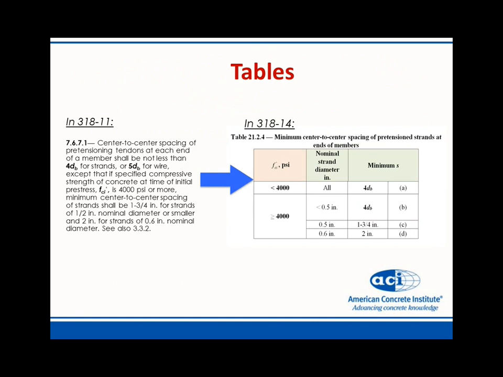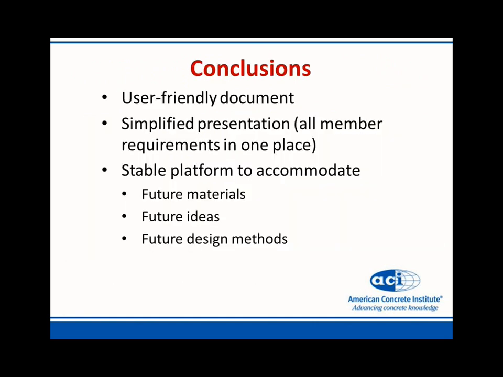That is all nicely tabulated, I think much clearer in the reorganized code, in one single table, 21.2.4, which has a leftmost column for concrete strength. For that particular concrete strength, you have to know the nominal strand diameter, and knowing those, you go to the rightmost column, and that tells you your minimum spacing. So I particularly like the use of tables in the reorganized code.